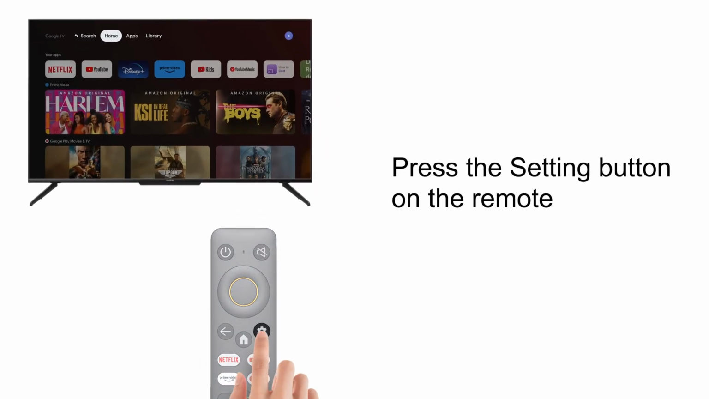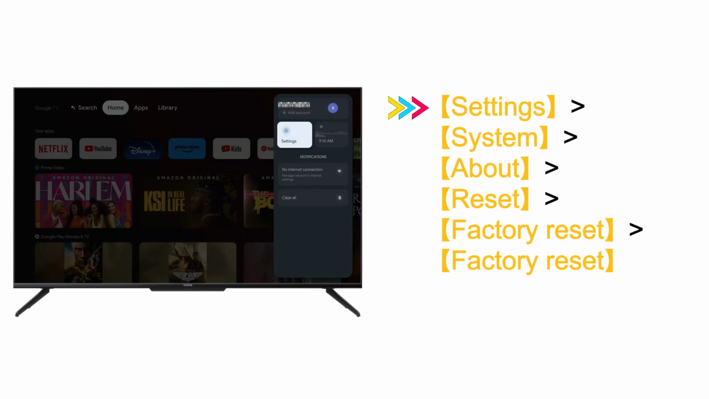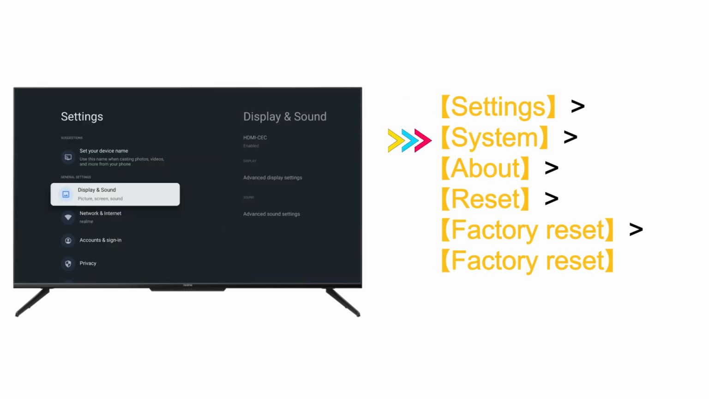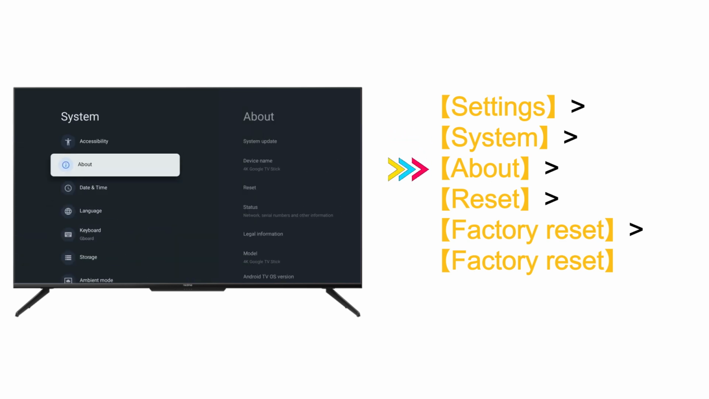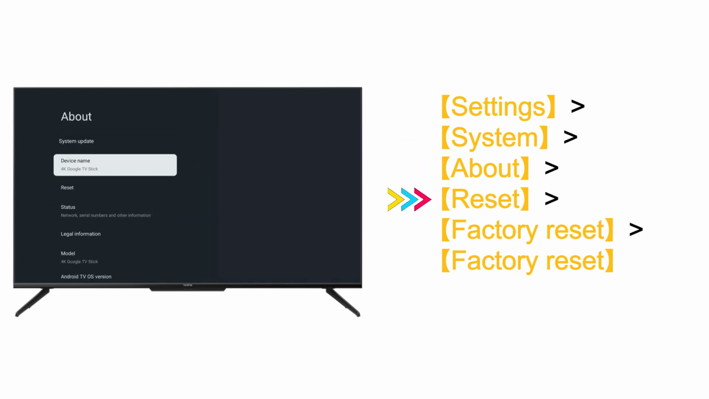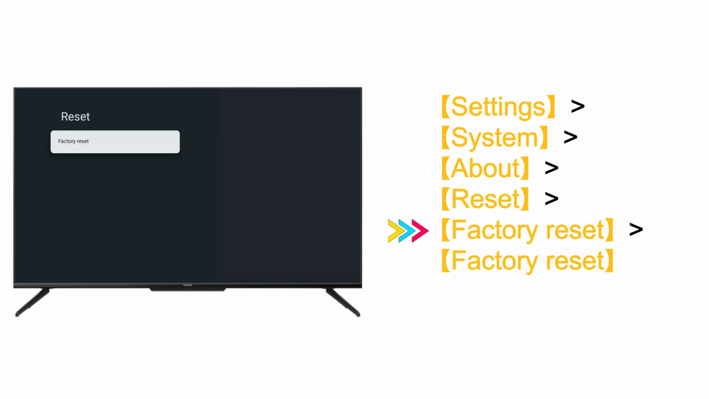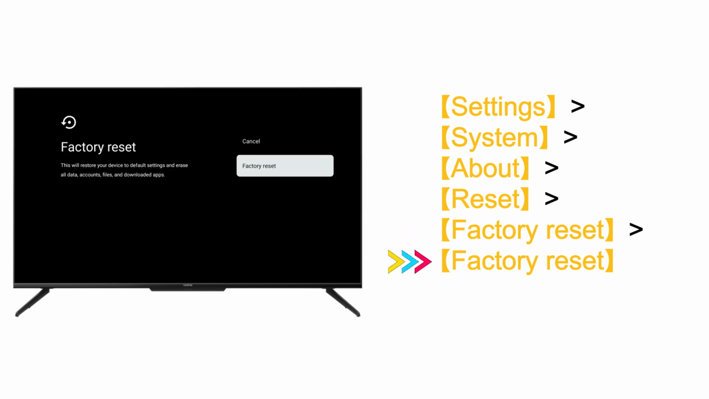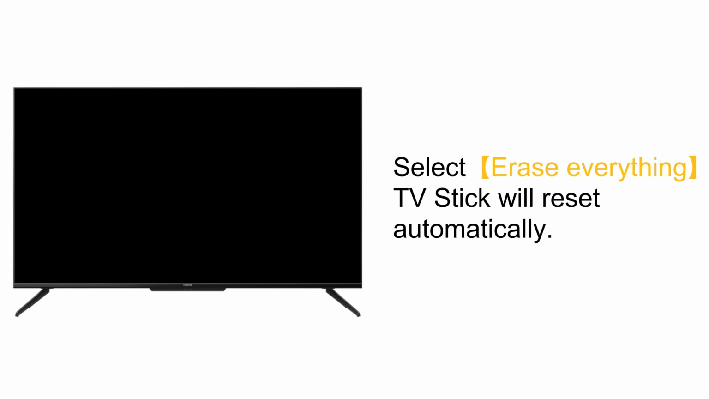First, press the setting button on the remote to enter the submenu. Select settings to enter the setting menu. Go to System and select it. Then click About. Select Reset to enter submenu. Click Factory Reset. Then, go to Factory Reset again. Select the Erase Everything, then TV stick will reset automatically.